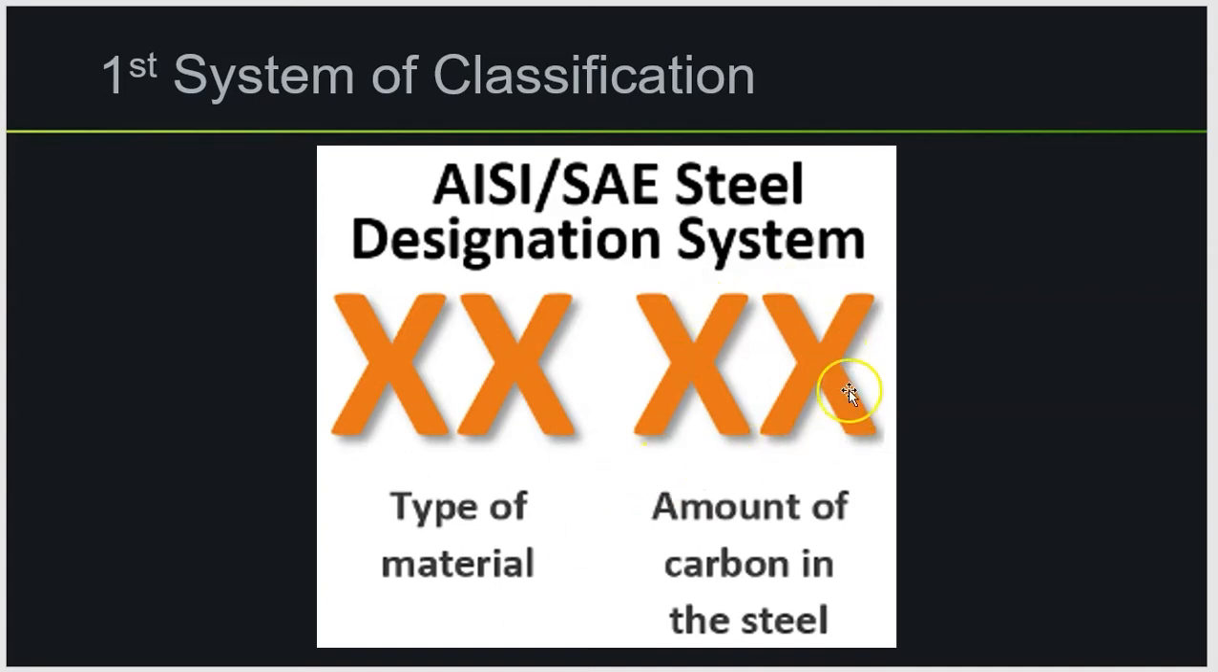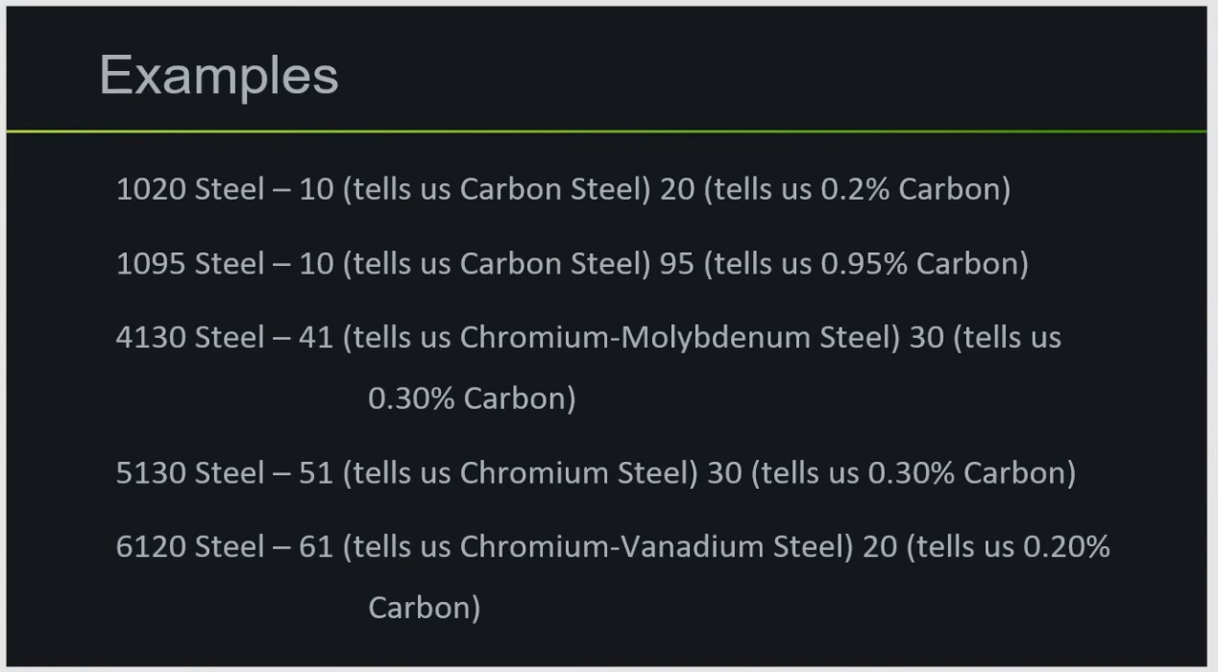The last two digits are going to tell us the carbon content. So this is where we retain those concepts of low carbon, medium carbon, and high carbon. These last two numbers are going to tell us the carbon content of the steel. I have a few examples for us.